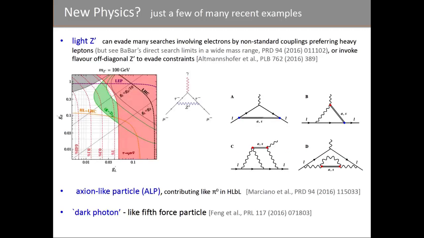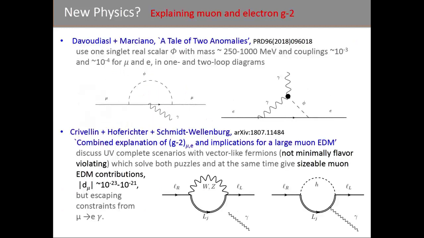You can look at light Z primes, you can look at axion-like particles, at dark photons, and all these things, sometimes even in suppressed diagrams where you have extra things in the next-to-leading-order bit. A lot of papers have been written in the past on this, and right up to the present, where people came up with ideas.